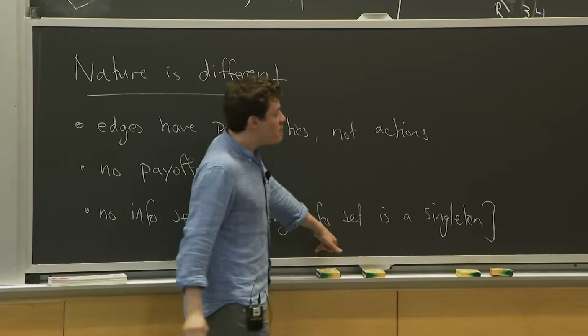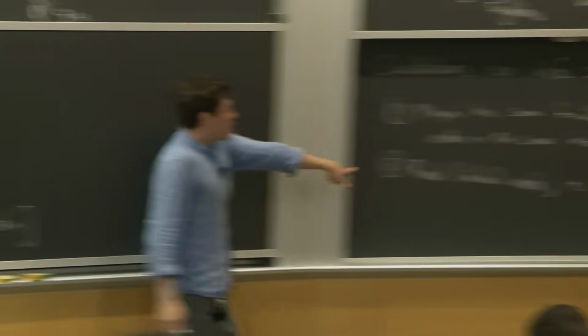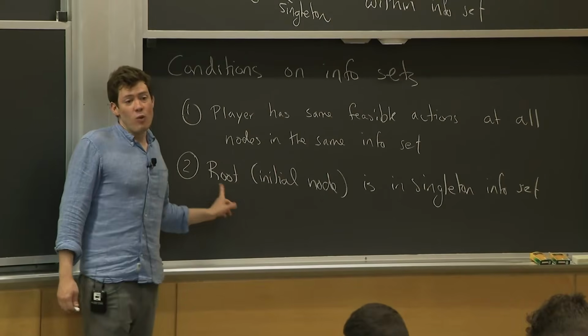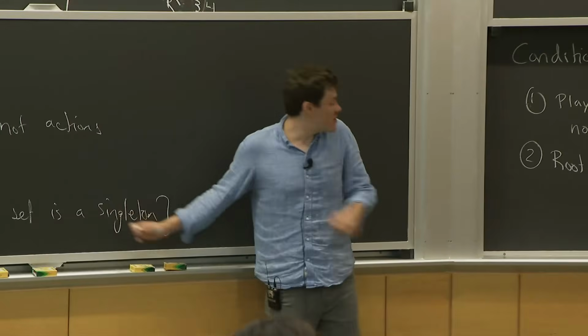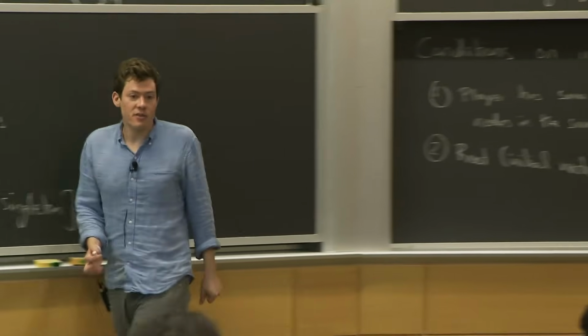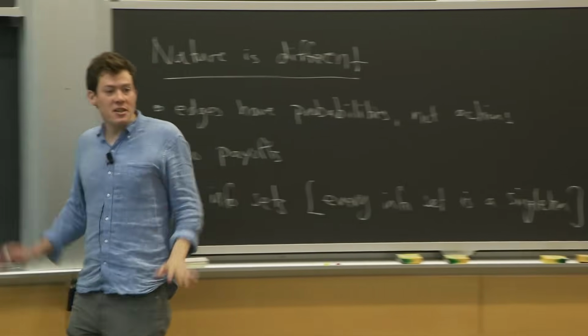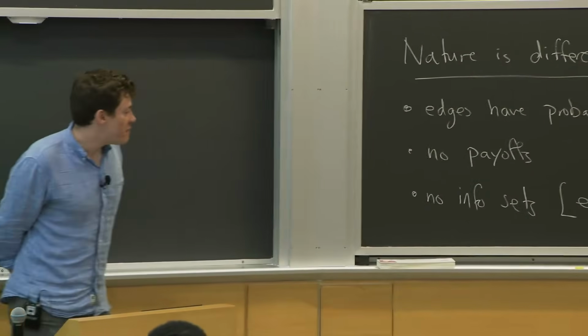I guess this is convenient because I said the root must be a singleton information set. Well, if the root is a move by nature, technically I should say nature has a singleton information set if I want to be consistent with this definition. But that's nothing about interpretation. It's just we allow nature to start the game.